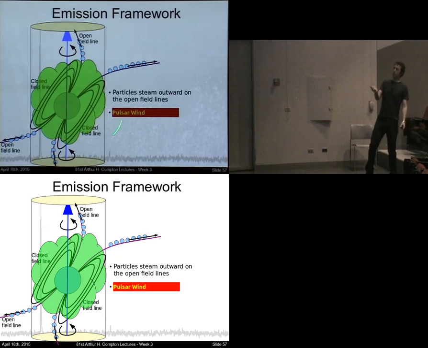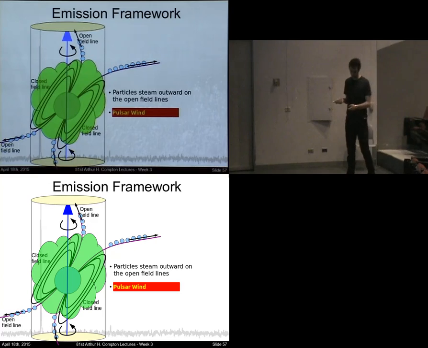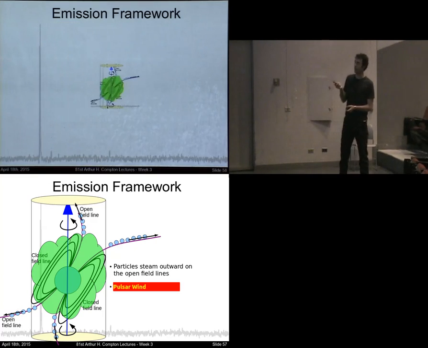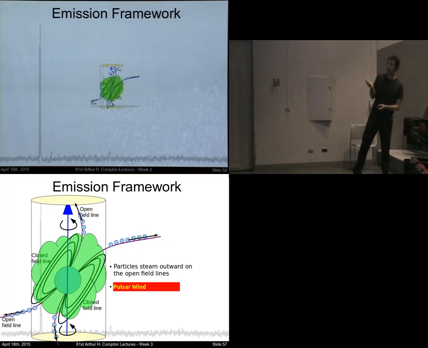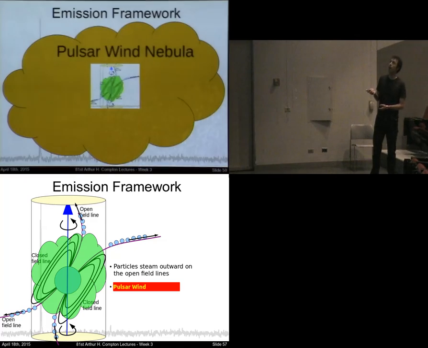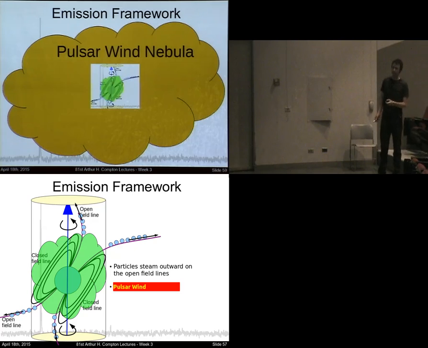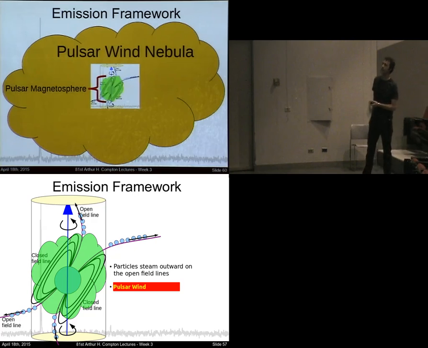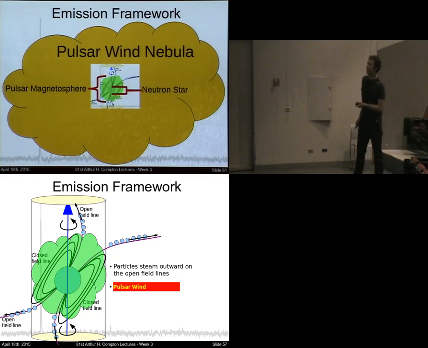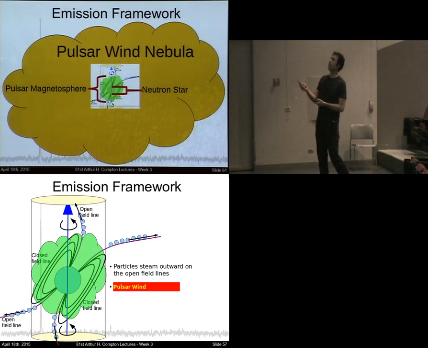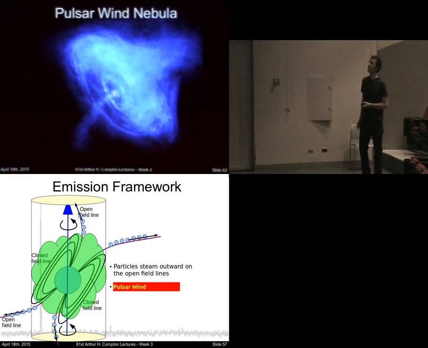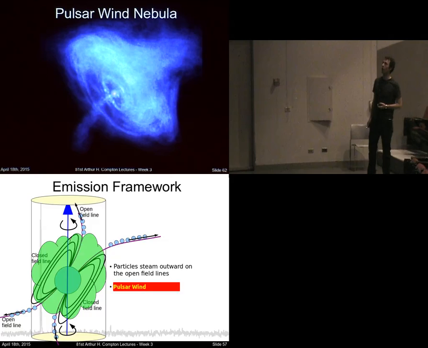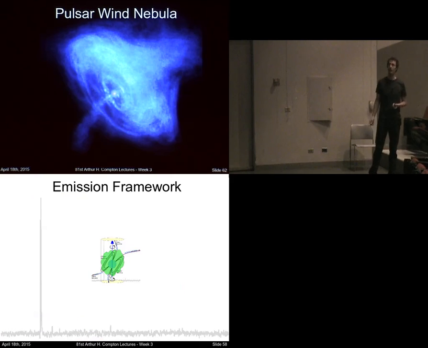So we have our co-rotating blob of electrons and positrons, and then the escapees coming out, and they fill what's called the pulsar wind. At the center of a pulsar wind nebula, we'll have a neutron star and a magnetosphere, and then a pulsar wind nebula, which is a big blob of escaped particles. At the center of the pulsar magnetosphere is a neutron star, and then the escapees live.